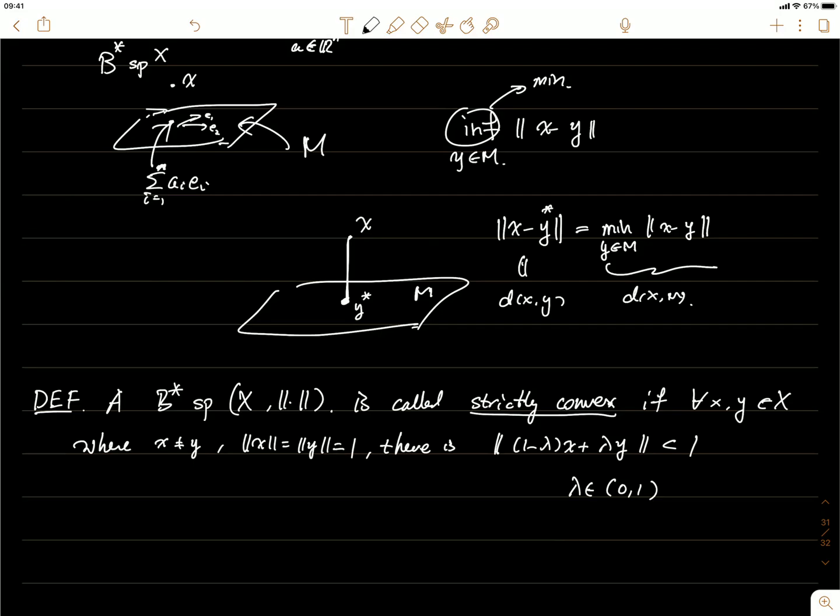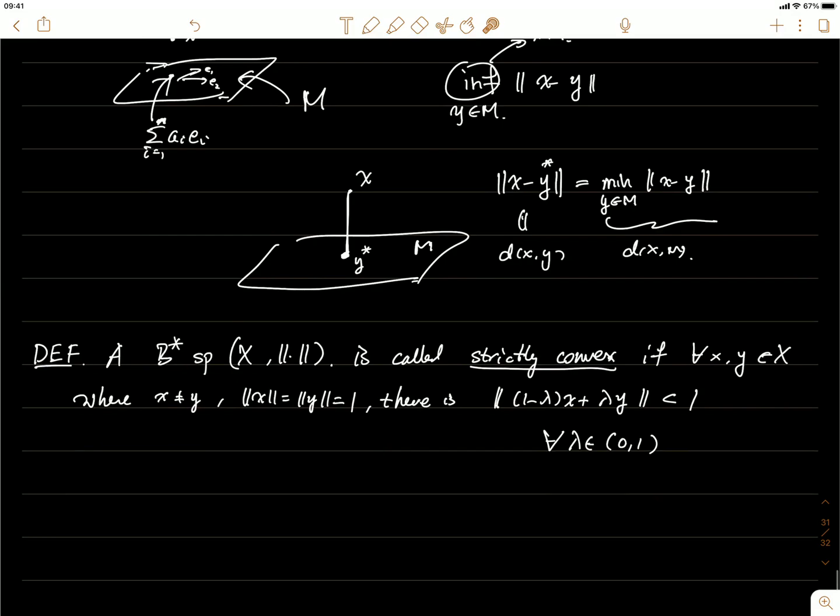If this is always less than 1 for any lambda like this, then we call this B star space strictly convex. Okay, so let's see what this actually means. You can imagine that if x and y both have the norm 1 and they're not equal, that means these are two different points on the unit sphere inside X.